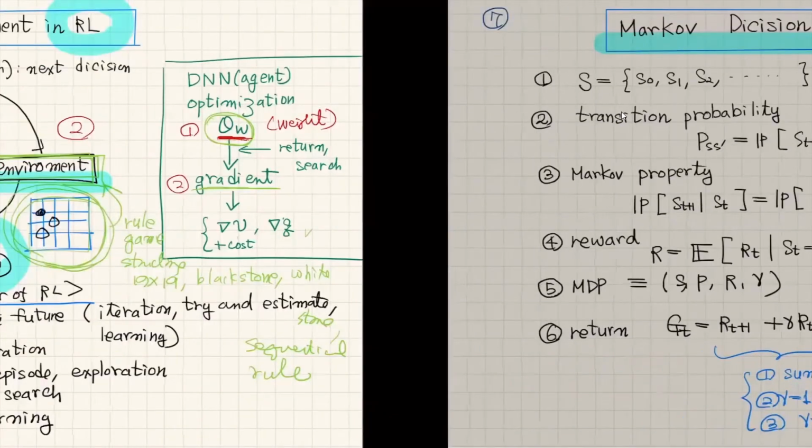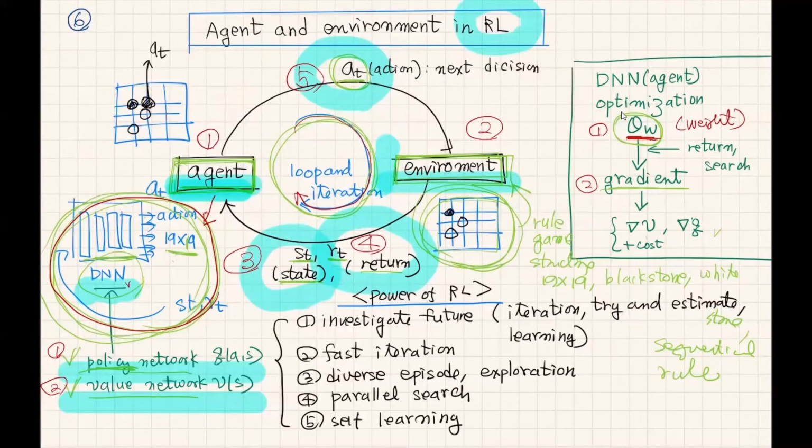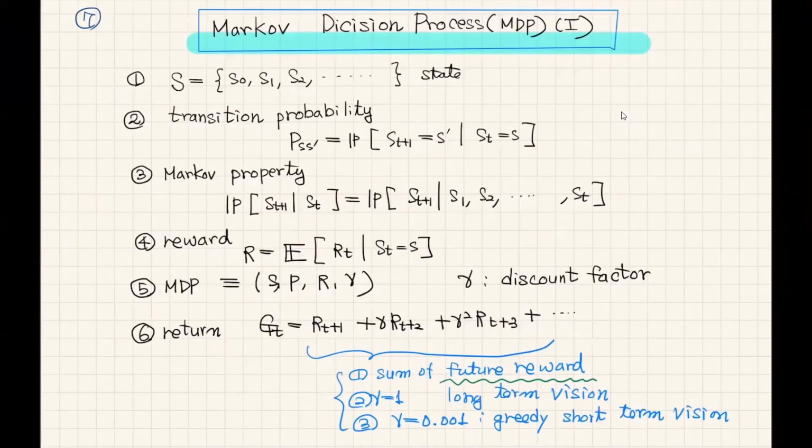So when you are designing this environment, when you are designing this reinforcement learning problem using agent, environment, state, return, and action, it has to meet the Markov decision process condition. So when you are designing reinforcement learning, you have to check whether your problem meets the Markov decision process.